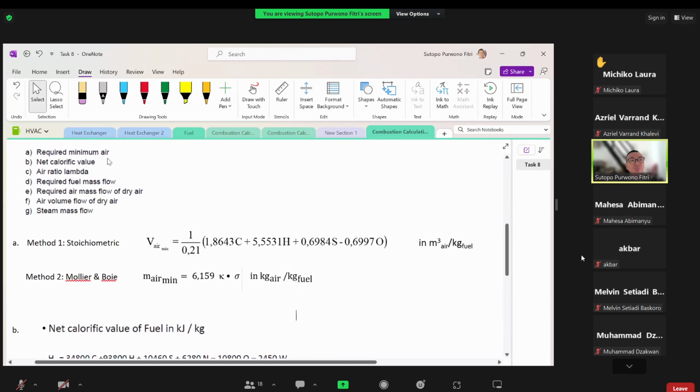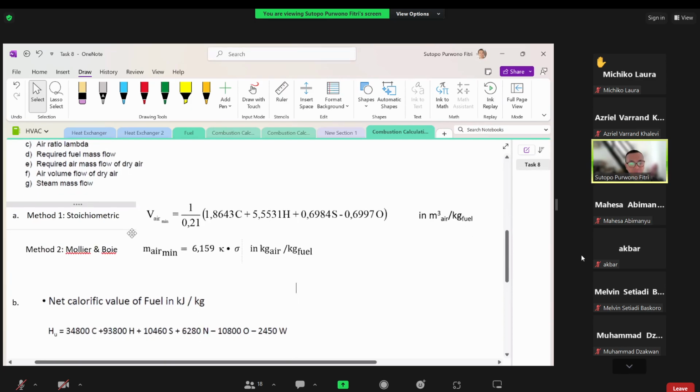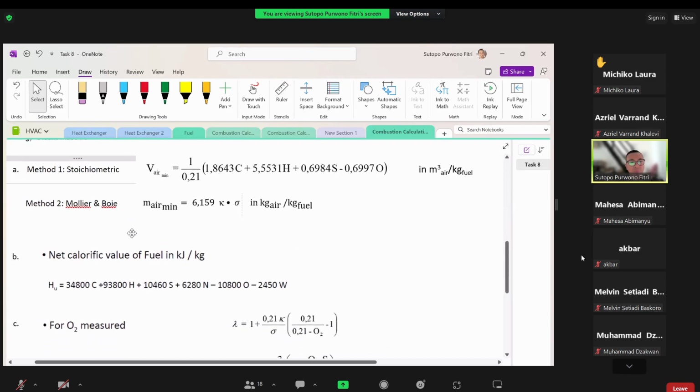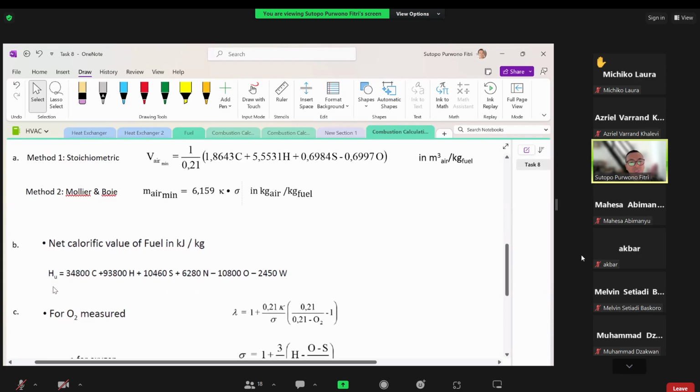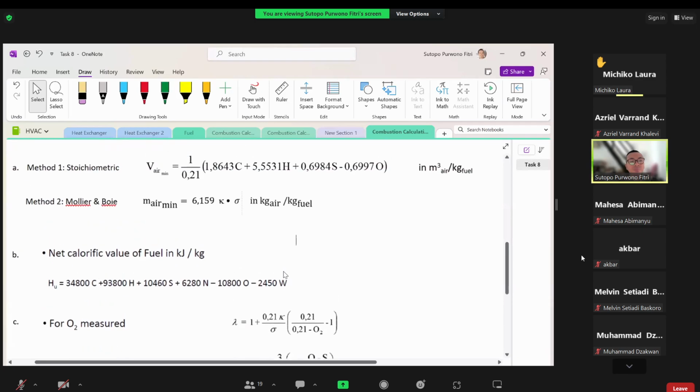The second task, we need to define the net calorific value. So based on the last module, you can use the basic formula to calculate the calorific value. So you just put the percentage of carbon, hydrogen, sulfur, nitrogen, minus the energy of oxygen, minus the energy of water.